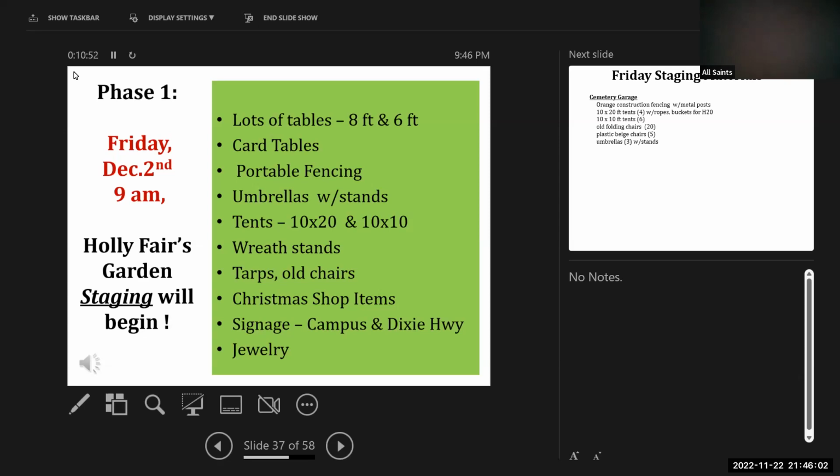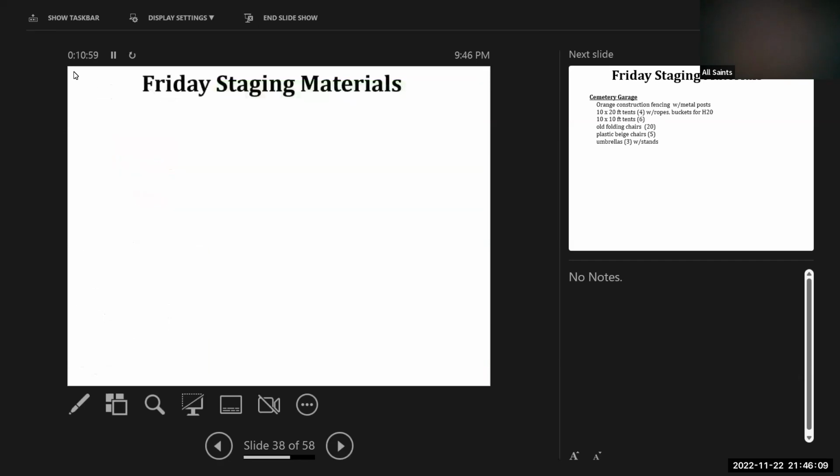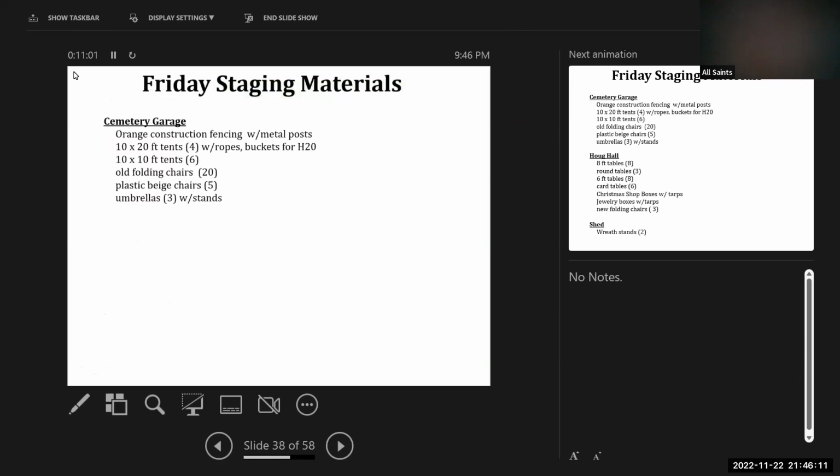And of course, I forgot jewelry, didn't I? Again, a lot of stuff's coming from the cemetery garage. A lot of it's coming from Cold Hall, and some of it's coming from the shed.